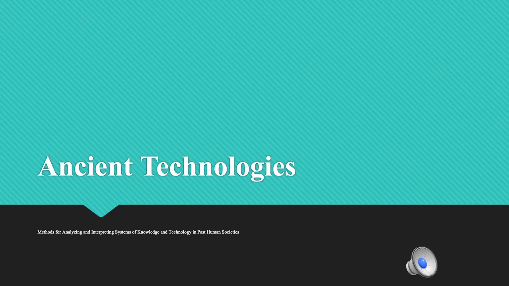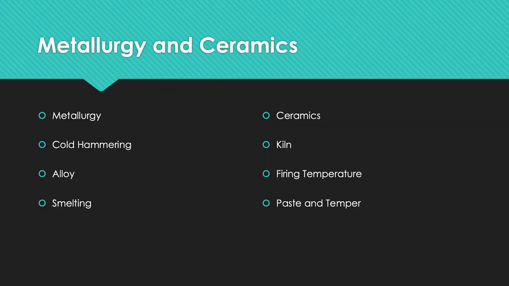Welcome back, everybody, to our second lecture on ancient technologies. This time, moving on from discussion of lithic technology, which was last time, we're going to talk about metallurgy and ceramics. So, once again, we have a few key terms that you'll want to have in your notebooks as we move forward in this lecture: metallurgy, ceramics, cold hammering, kiln, alloys, firing temperatures, smelting, paste, and temper.